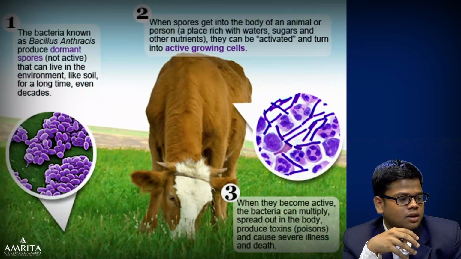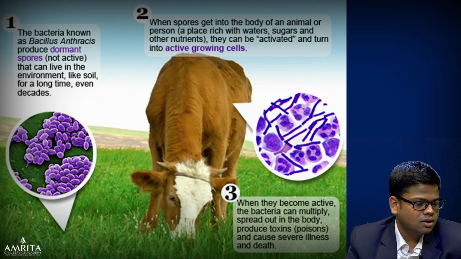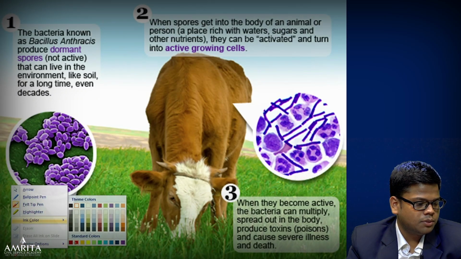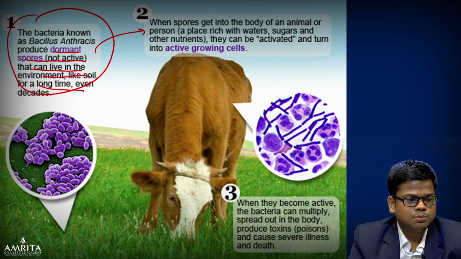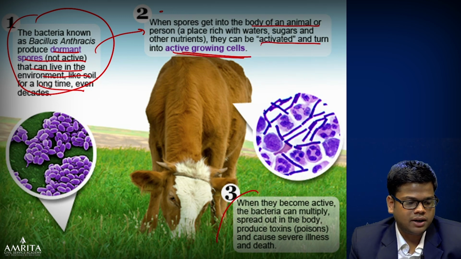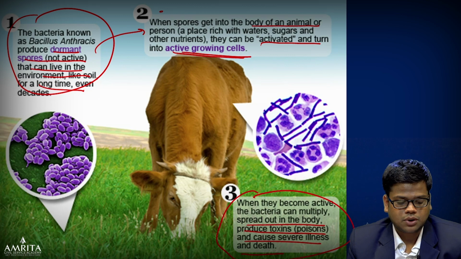Now, basically it is saying that the bacteria known as Bacillus anthracis produces dormant spores, not active, that can live in the environment like soil for long. Now, when the spores get into the body of an animal, then they become activated and turn active. And when they become active, the bacteria can multiply and spread out in the body, produce toxins and can cause severe illness or even death. Okay.